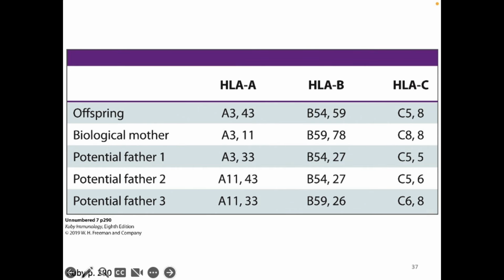So this is just something that came out of one of the immunology textbooks. And here we're looking just at the MHC class 1 genes of some individuals. You can see that we have offspring, you can see that we have biological mother, and you can see that we have potential father. And we can use what we know about these MHC class 1 genes to figure out which of these is the potential father. We can be like Maury Povich.